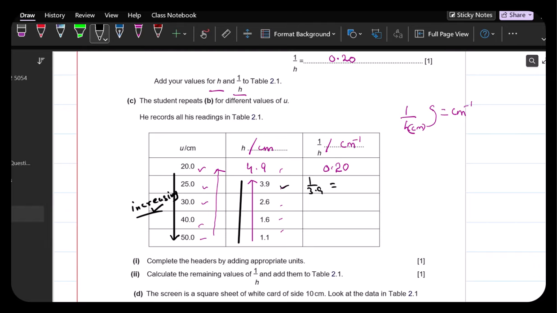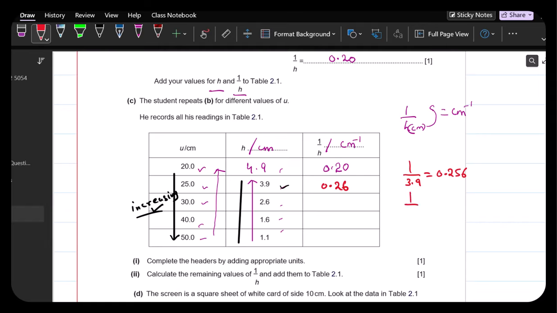3.9. No need to write the working here, students. Just write the answer here after calculation. If you want to do the working for your understanding, you can do it somewhere here. 1 divided by 3.9 comes out 0.256, so I will be writing 0.26.